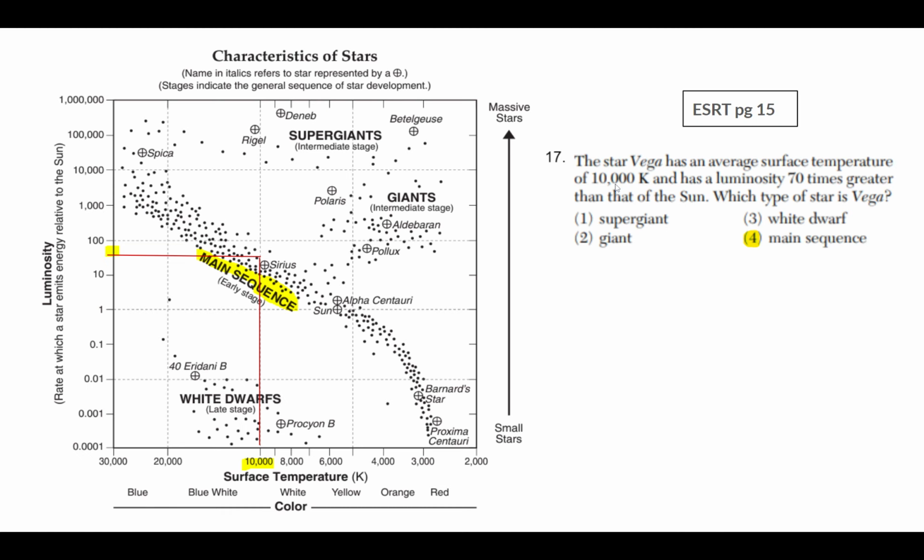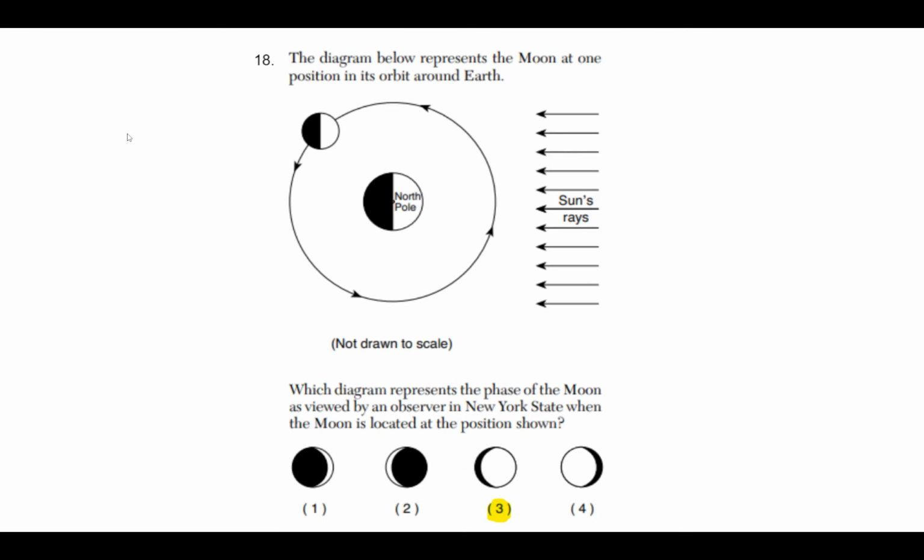So Vega has a temperature of 10,000 Kelvin. We're looking at our reference table, page 15. 10,000 Kelvin is right here, and then it has a luminosity 70 times greater than the Sun. Notice that the Sun's luminosity is represented as 1. So if Vega's luminosity is 70 times greater, then on this chart, Vega's luminosity should be 70 if the Sun's luminosity is 1. So here's 70, here's 10,000. I see that Vega must be a main sequence star because all these stars right here are in the main sequence stage.